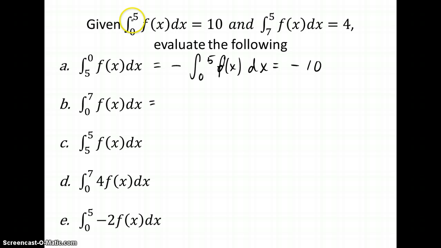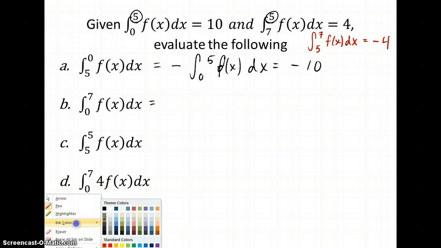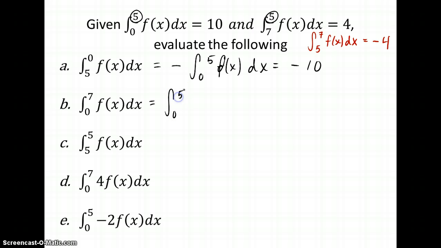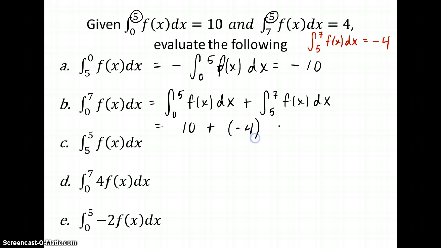Part B, 0 to 7. Now notice we have 2 things going on here. The integrals both have a 5 in them. This integral, though, in order to write it from lower limit to upper limit, we just take the opposite of the answer that's given. So we can split this integral from 0 to 5 of f of x dx, and then add to that the integral from 5 to 7 of f of x dx. So we're still looking for the integral from 0 to 7, but we know 2 pieces of information. From 0 to 5, the integral is 10. From 5 to 7, the value of that integral is -4. So the final answer is 6.